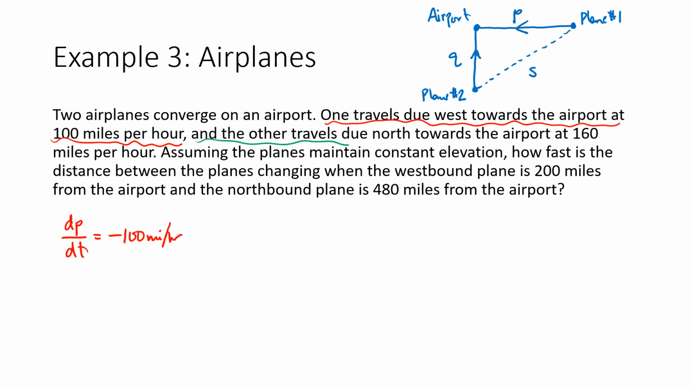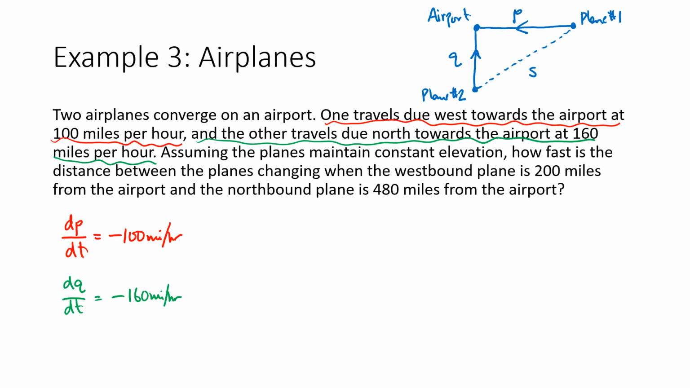Similarly, the other plane travels due north towards the airport at 160 miles per hour. So that's telling me dq/dt is negative 160 miles per hour. Now, the planes maintaining constant elevation, that's just so that you don't have to worry about thinking about this problem in 3 dimensions, right? So the planes are at the same altitude and we don't have to worry about that.